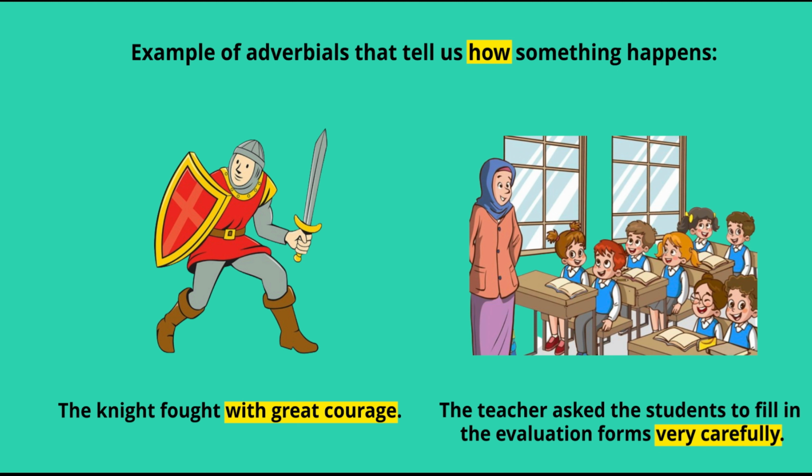In the second image, you can see a teacher and students in the classroom. The teacher asked the students to fill in the evaluation forms very carefully. So, how did the teacher say them to do or fill the evaluation forms? Very carefully. So, here you have multiple adverbs because very is an adverb and carefully is also an adverb. So, you have two adverbs in this sentence, and very carefully would be the adverbial because you have two words, right? It is a phrase.